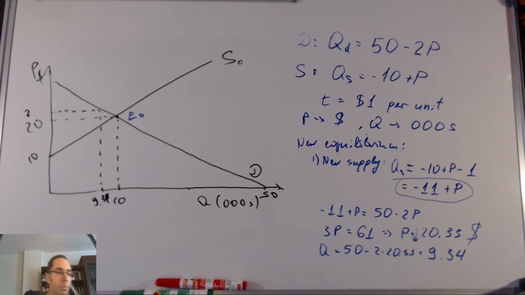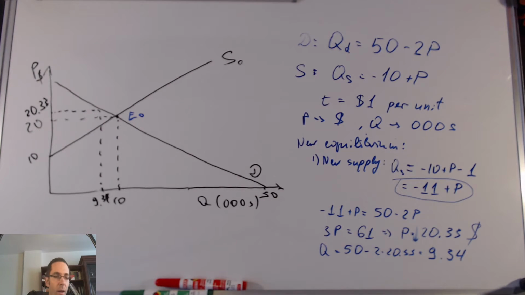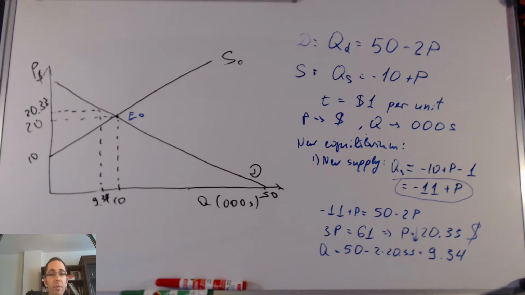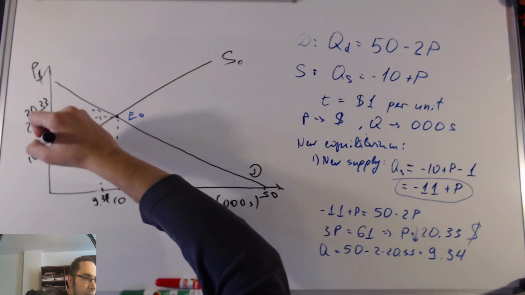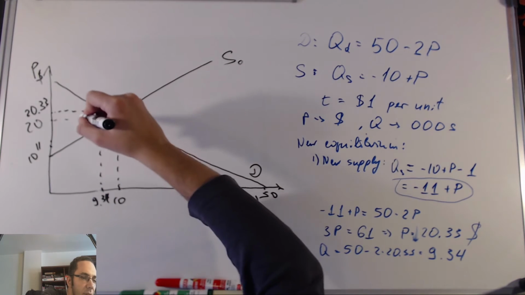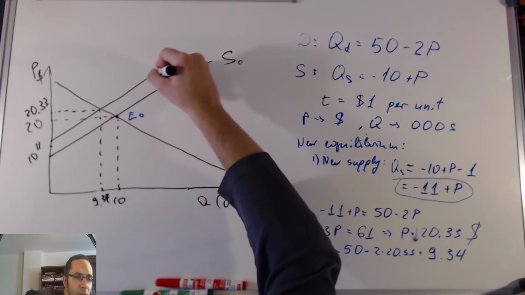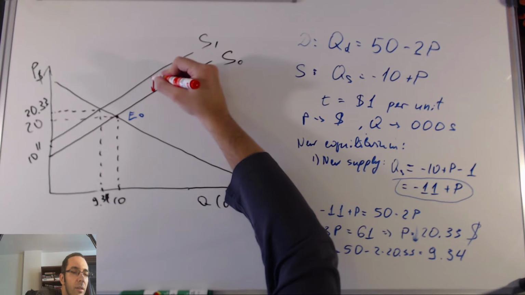20, was it 20.33? If we want to draw the new supply, minus 11 plus P, the new supply would be a parallel version of S0. It's just that there will be a vertical difference between them equal to 1. So if we start from 11, which will be approximately here, and we just want to go to this point, this would be S1, and the distance between S0 and S1 would always be equal to $1. That's the idea of the specific tax.